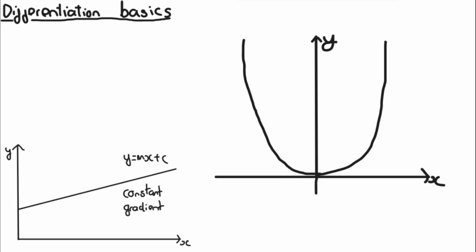So now let's consider a curve. So here is pretty much the most basic curve you can get. y is equal to x squared. Now here, hopefully you can see that the gradient is no longer constant. The gradient is a certain value here, but then it's a different value here and a different value here, and so on and so forth. And this is because the graph bends and it's no longer a straight line.